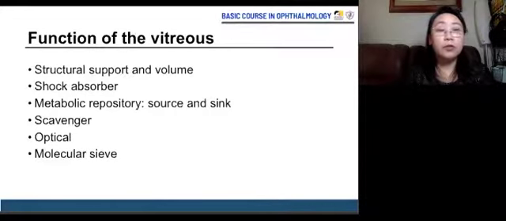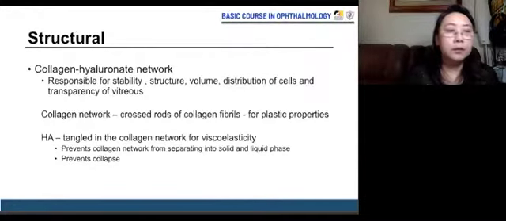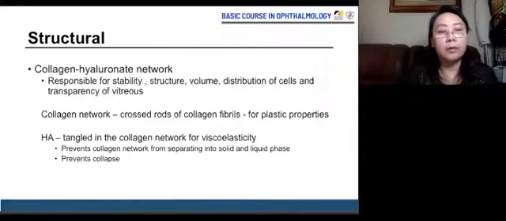The vitreous gives structural support and volume to the eye. It is a shock absorber, has a scavenger function, is a metabolic repository, and has optical functions as well. Its collagen hyaluronate network is responsible for the stability, structure, volume, transparency, and distribution of cells within the vitreous.